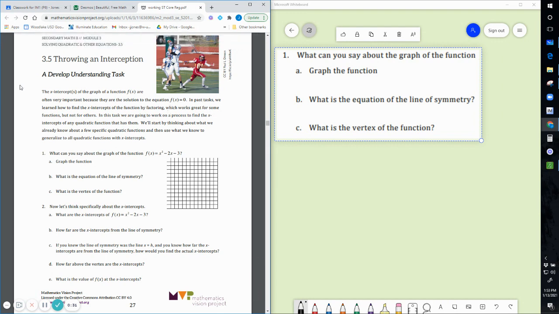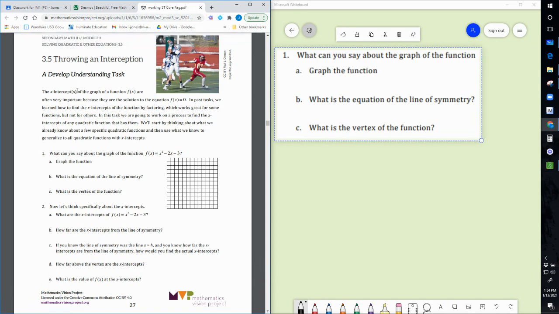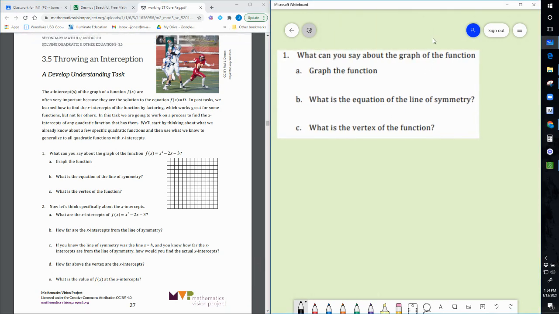Before we get started, I'm going to go ahead and read it to you, and then we'll get rolling. The x-intercepts of the graph of a function f of x are often very important because they are the solution to the equation f of x equals 0. Right off the bat, what I want you to remember is that f of x and y are the same thing. So it's just saying whenever your y value is 0, that's whenever you get your x-intercepts.